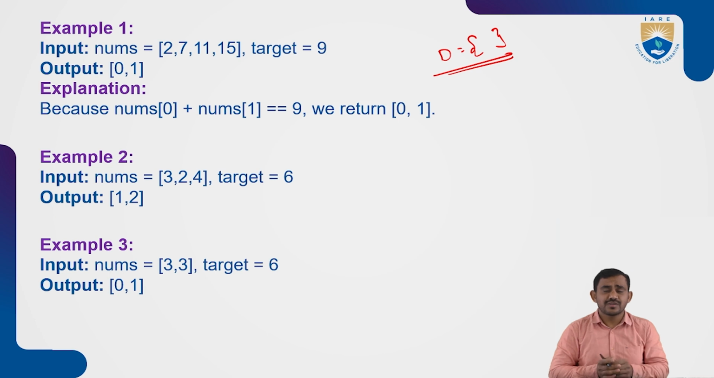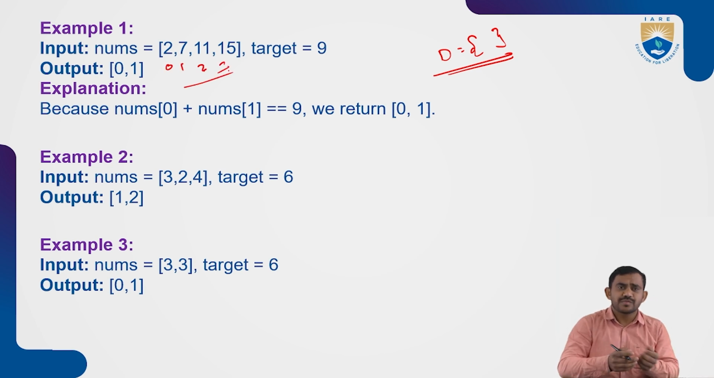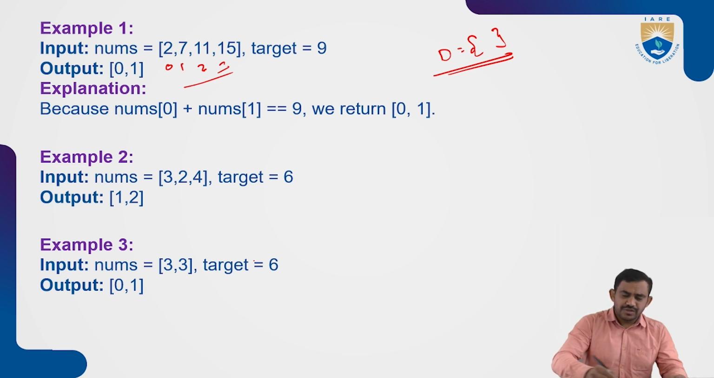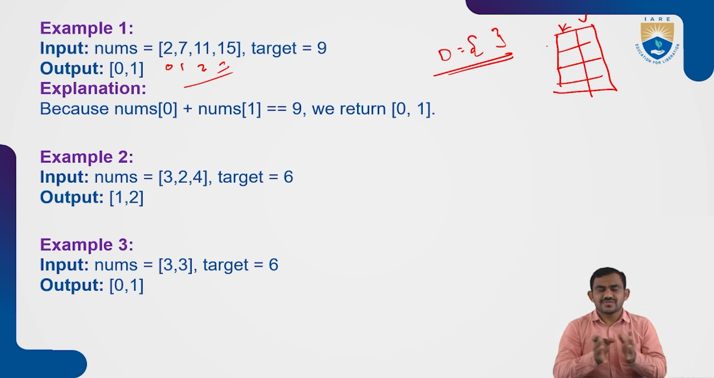Suppose let's say here there are only 4 numbers, indexes 0, 1, 2, 3. Suppose there were 100 numbers, the time complexity increases. So to reduce your time complexity, create one dictionary like a hash table. I think you know about the hash table. We have one particular table with keys as well as values, two things.